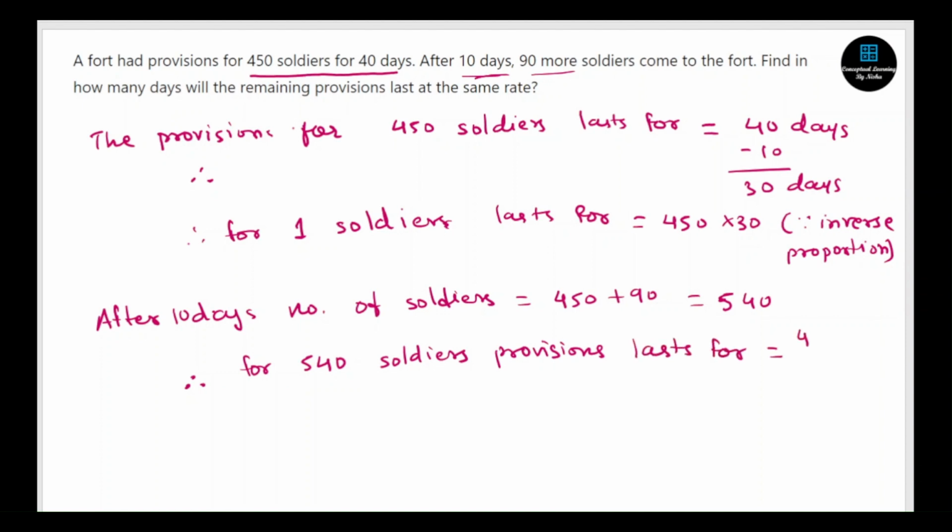What I have to do is 450 times 30 over 540. Now I can solve this by cancelling. The 9 fives are 45 and the 9 sixes are 54, and then I can cancel out 3, 2 and 2, and get 25, right? So this will last for 25 days. Alright, so you have to write the final answer: the remaining provisions will end 25 days after. Okay.